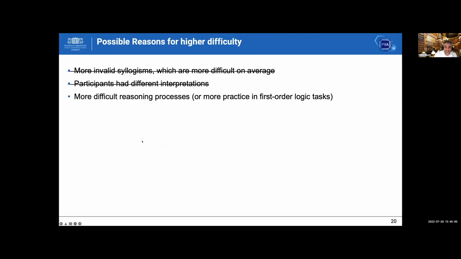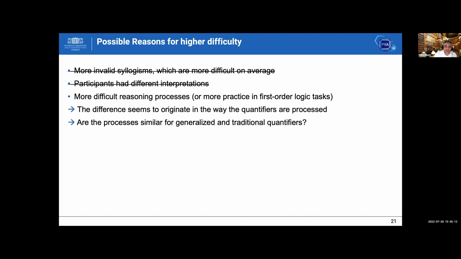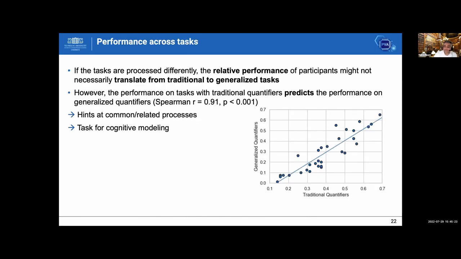The last one that we can have a look at is more difficult reasoning processes, or more practice in first-order logic tasks. That could be something. The difference seems to originate in the way the quantifiers are processed. The question is, are the processes similar for generalized and traditional quantifiers? If we have a look at this form of analysis, each dot is an individual participant, and we have here our traditional quantifiers, here our generalized quantifiers, and the relative performance of these.